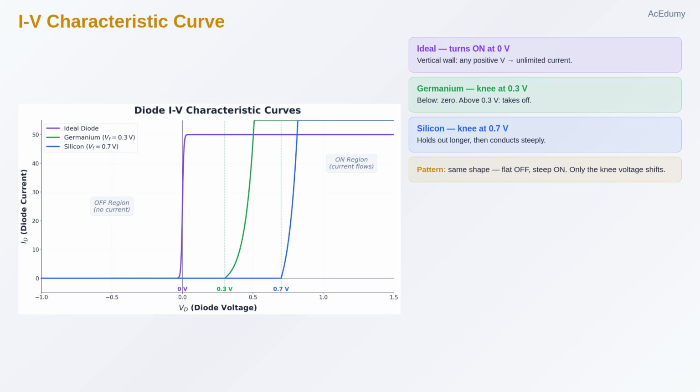Finally, the silicon diode in blue. Same story, but it holds out even longer. 0.3? No. 0.5? Still no. It waits until 0.7 volts, and then it lets everything through. Notice the pattern. All three curves have the same shape. Flat in the off region, steep in the on region. The only difference is where the turn-on point sits on the voltage axis.